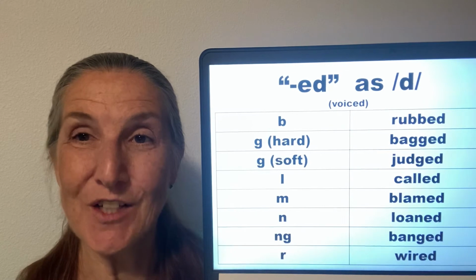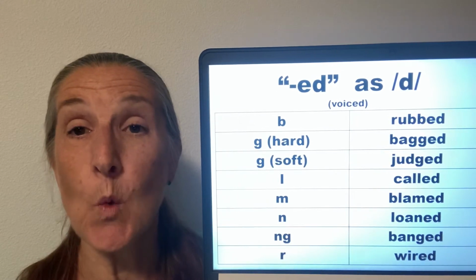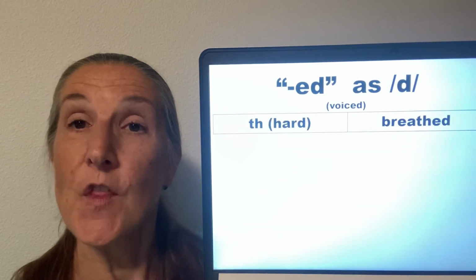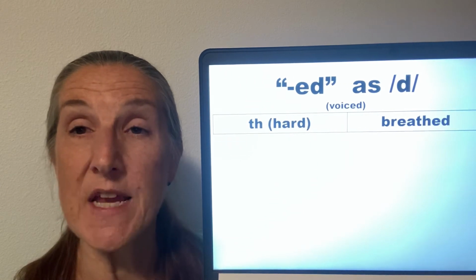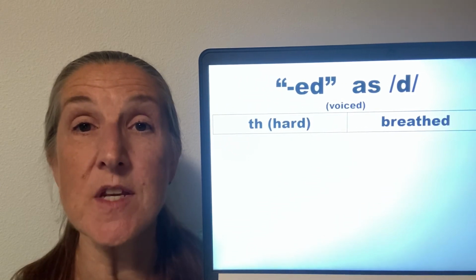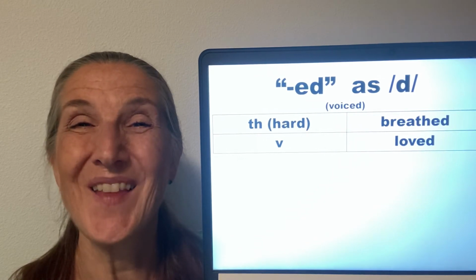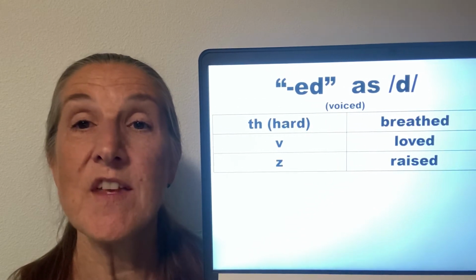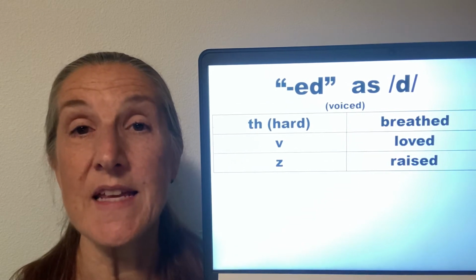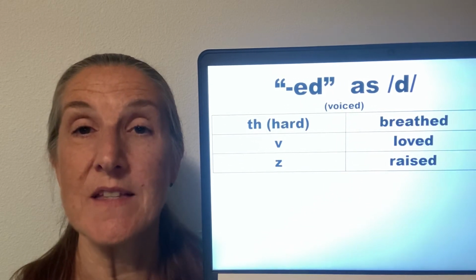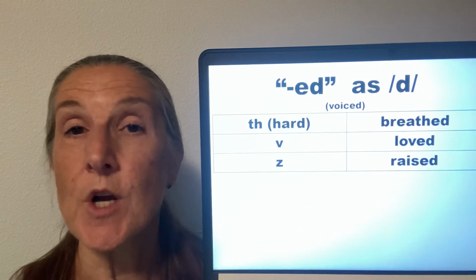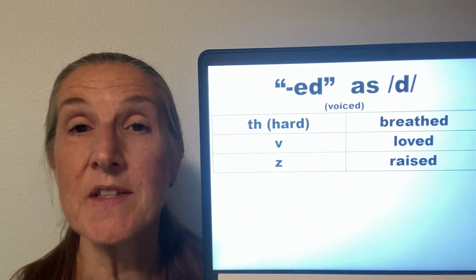The R sound in wire gives us wired. The hard TH in breathe gives breathed. The V in love gives loved. And the Z sound in raise gives us raised. Notice again, we're not interested in just the letters, but the sound.